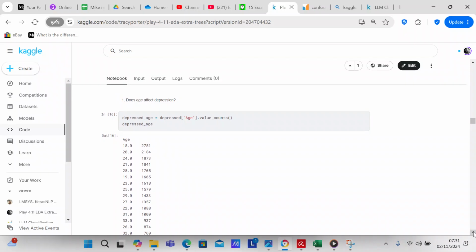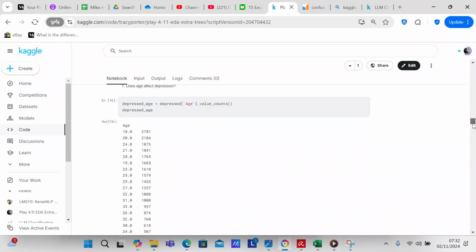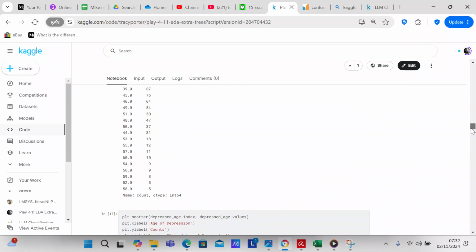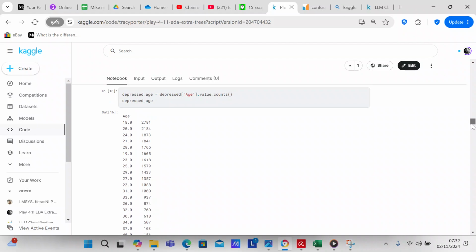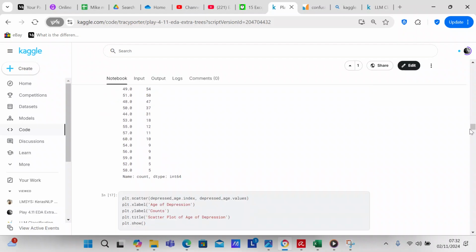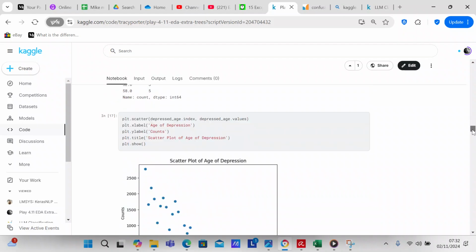So depressed age equals depression age dot value counts. We do the value counts of all the depressed people, and it ranges from 18 to 58.